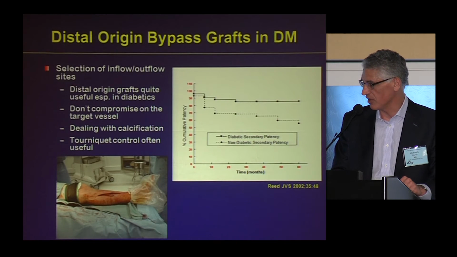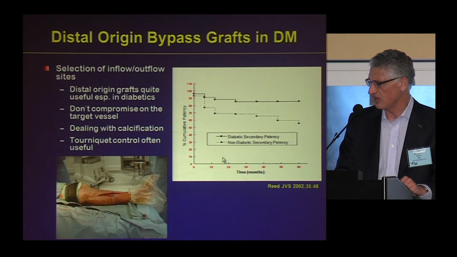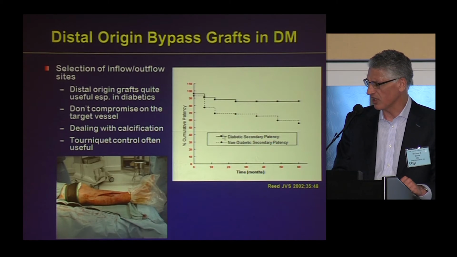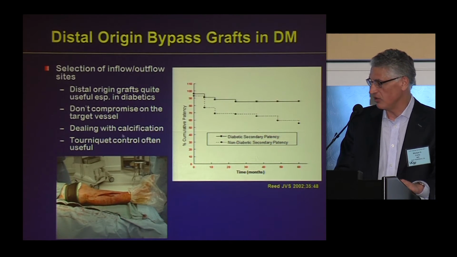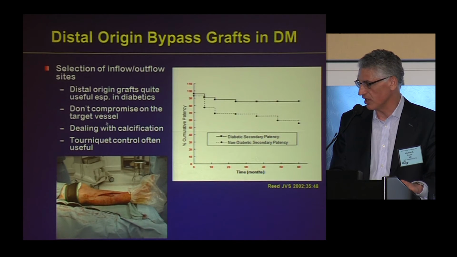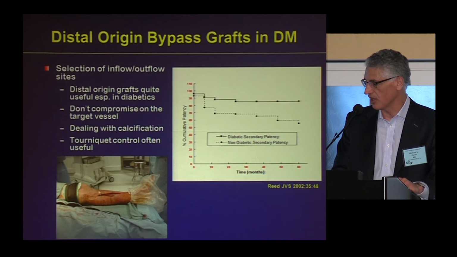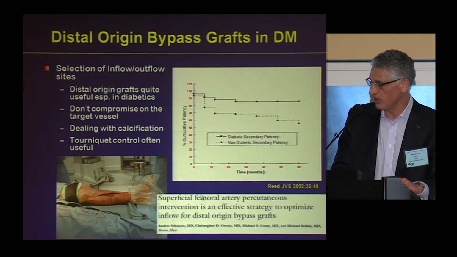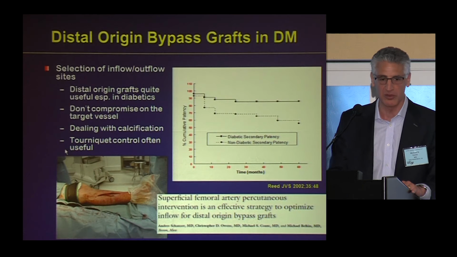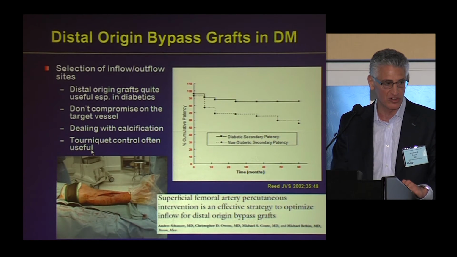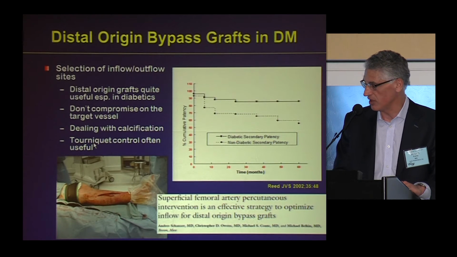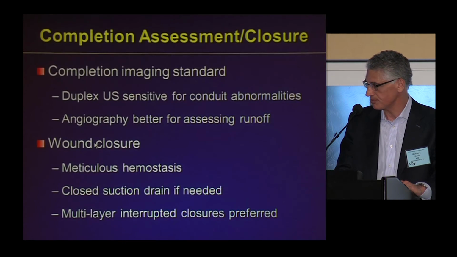This is an example of a paper we wrote a number of years ago looking at these distal origin grafts. In particular in diabetics, they work extremely well. You can use tourniquet control sometimes for both anastomoses, and you can have a really smooth procedure where the conduit is coming from the thigh, and you're translocating it down the leg. And you can even use some minor superficial femoral artery angioplasty for focal lesions and still have a good distal origin graft, particularly if you have a limitation in conduit availability.